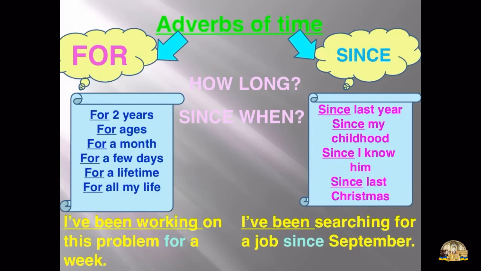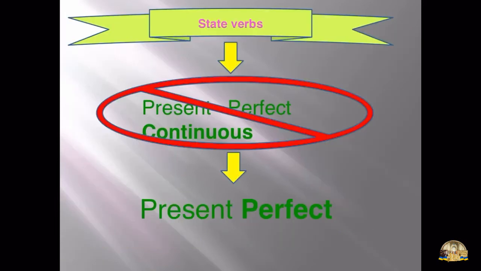And the answer is our example. I have been working on this problem for a week. And the second column: since last year, since my childhood, since I know him, since last Christmas. How long or since when have you been searching for a job? I've been searching for a job since September.